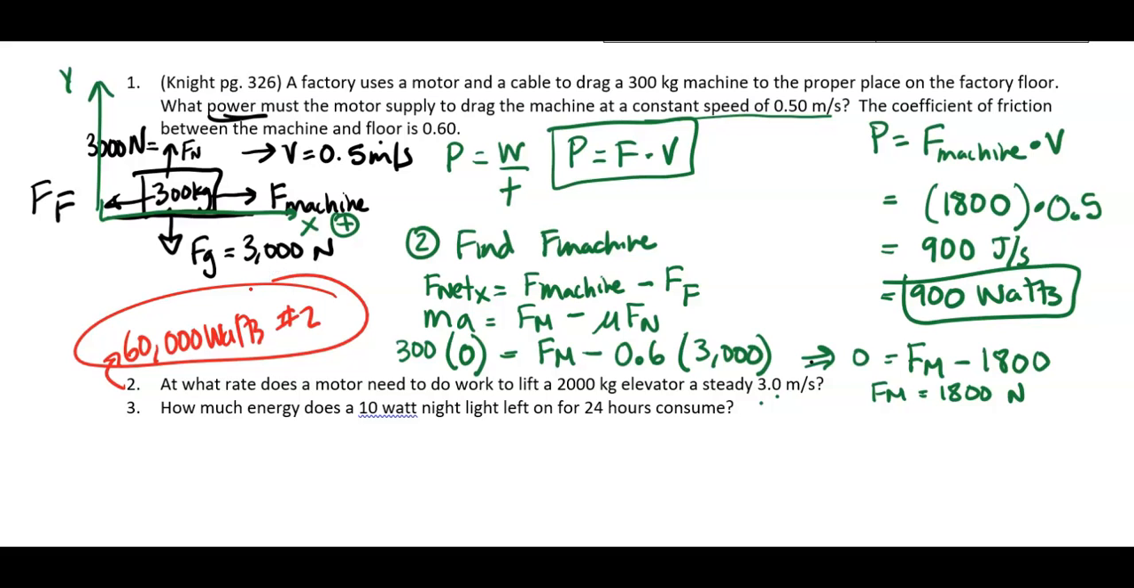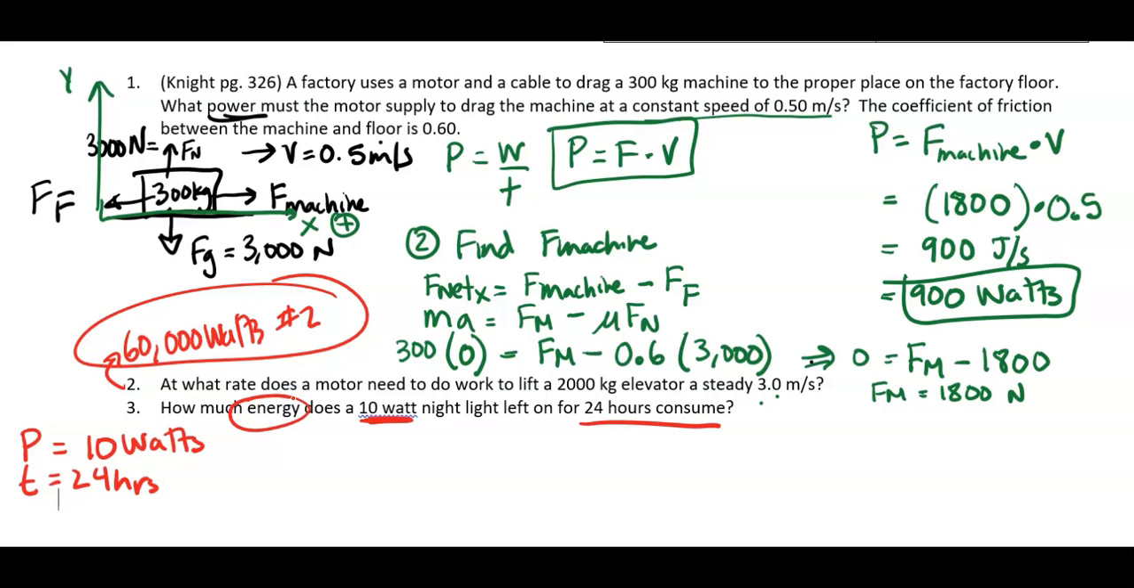So how much energy does a 10-watt nightlight left on for 24 hours consume? Okay, so let's go ahead and look at it. I'm always going to write down my givens. I think it helps avoid silly mistakes. So 10 watts. Keep in mind the W does not stand for work. That stands for the units of power in this case. So power is going to be 10 watts. We're given a time of 24 hours, and we want to find how much energy something uses.